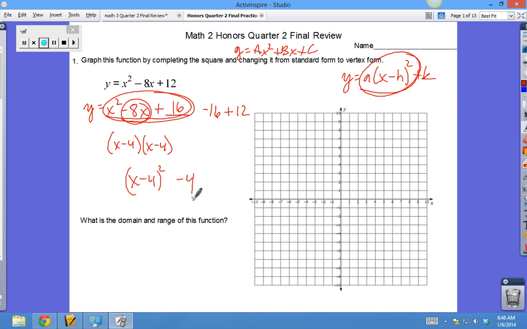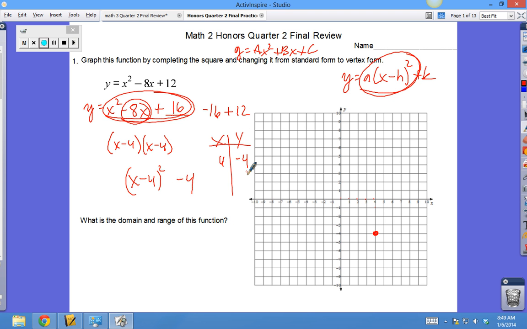Vertex form is easy to find the vertex. So this number that I add or subtract in the parentheses before I square is my horizontal. This tells me go left or right. And because it's a minus 4, that's telling me to go actually to the right 4. So I'm going to go 1, 2, 3, 4 to the right. And then this negative 4 is my vertical shift up or down, and that is down 4, 1, 2, 3. So my vertex is right there. My vertex is at the point (4, negative 4).